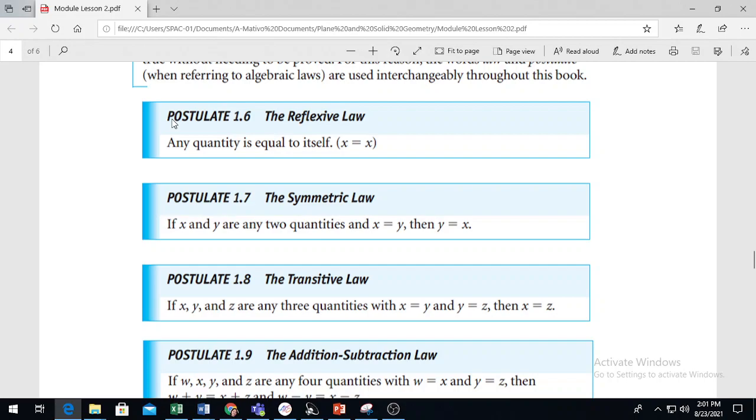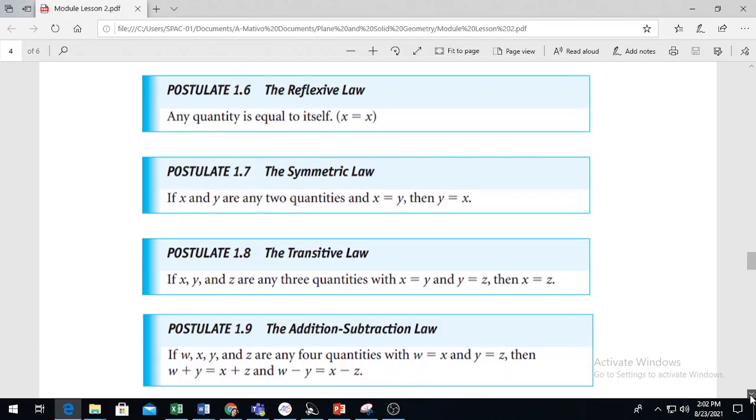Again, reflexive: any quantity is equal to itself. The symmetric: if x and y are any two quantities and x equals y, then y equals x. Ang transitive law is if x, y, and z are any three quantities with x equals y and y equals z, then x equals z. So it follows that if x equals y niya, ang y equal man po ni z, so meaning si x po equal ni z. That is transitive law.